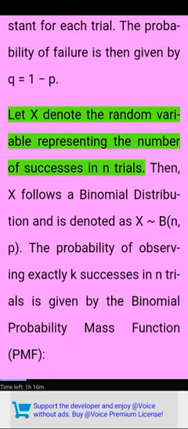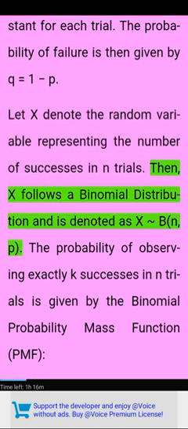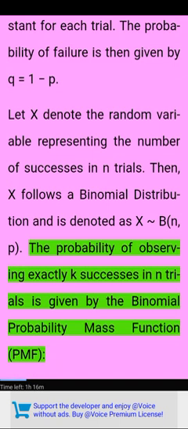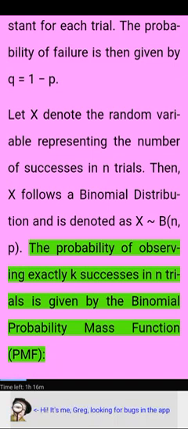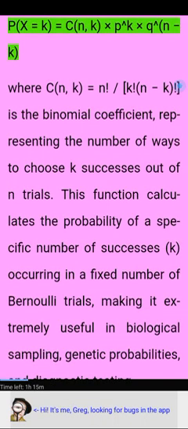Let X denote the random variable representing the number of successes in n trials. Then, X follows a binomial distribution and is denoted as X ~ B(n, p). The probability of observing exactly k successes in n trials is given by the binomial probability mass function, PMF: P(X = k) = C(n,k) × p^k × q^(n−k).